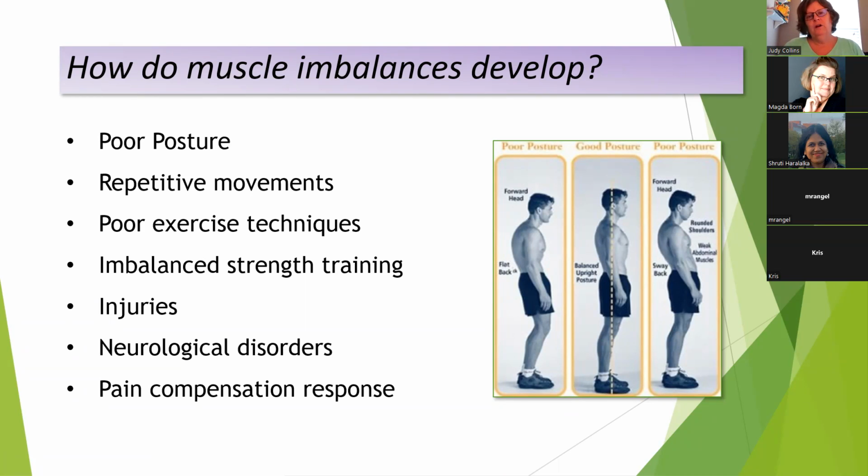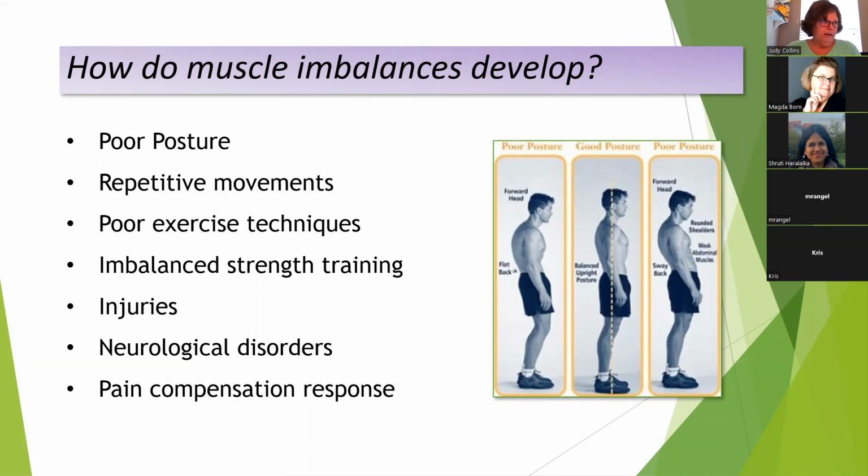Repetitive movements also cause muscle imbalance if you're doing something over and over again in your job, where you have strength in one side of your body and not in the other. Poor exercise techniques can injure you and imbalance you, and imbalance strength training. So maybe you're trying to train yourself and don't have a personal trainer and you're not really balancing your body muscles correctly.